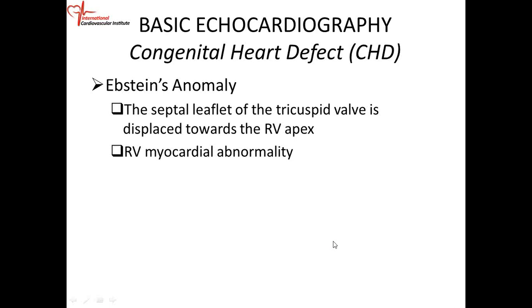There are some classic defects in Ebstein anomaly. We talk about the septal leaflet of the tricuspid valve displaced towards the RV apex. As a result of that, the RV appears to be very small. It's not all of the tricuspid valve which is apically displaced, it's the septal leaflet which is displaced towards the apex, and as a result, you get a very small RV and you get RV myocardial abnormality.